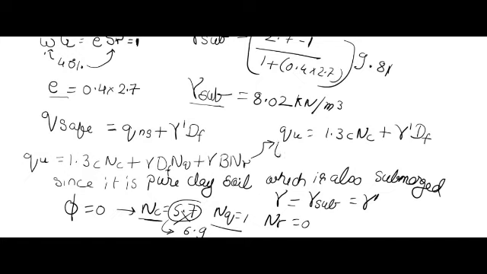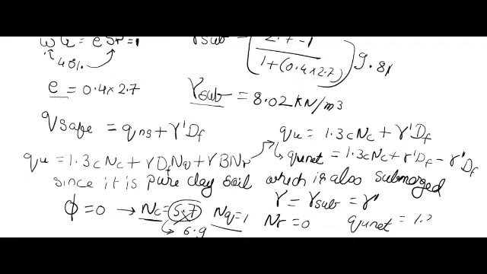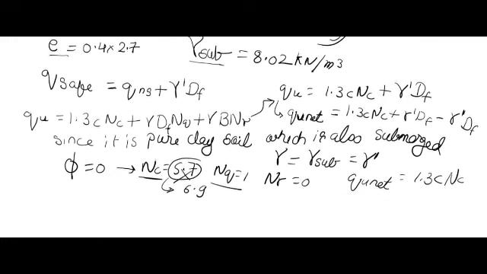Now from this we find out qu net. Net ultimate is nothing but 1.3 cNc plus gamma dash Df minus gamma dash Df. That's the q net ultimate. So qu net is nothing but 1.3 cNc. Okay, 1.3 cNc is nothing but net ultimate.